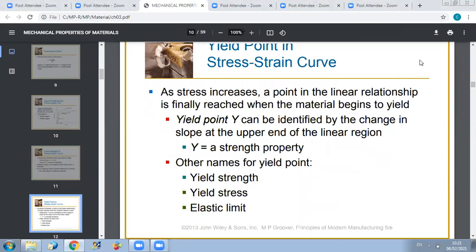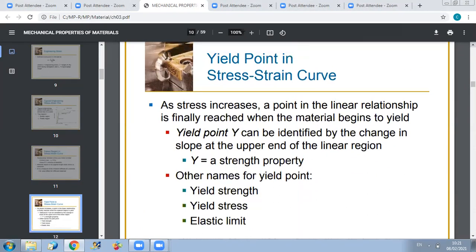Now, concerning the yield point, as we have talked together, as stress increases, a point in the linear relationship is finally reached when the material begins to yield. So the yield point is the transition from elastic to plastic region. The yield point can be identified by the change in slope at the upper end of the linear region. And the yield point is a strength property. So higher is the yield point, higher is the strength of the material. Other names that can be given for yield points are yield strength, yield stress, and elastic limit.